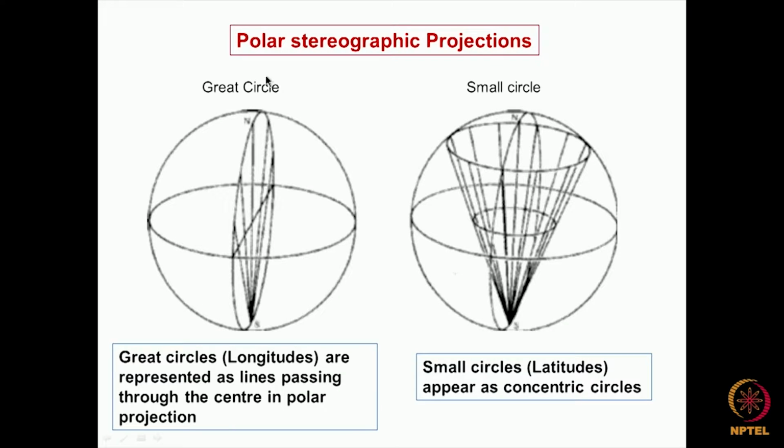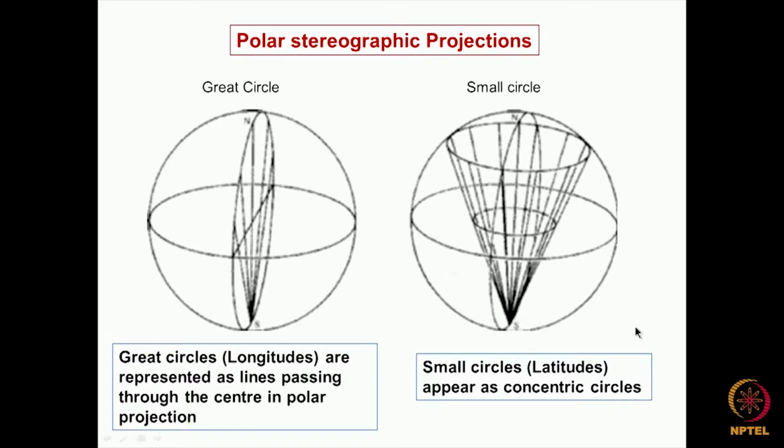Here, these are called the great circles, which in geography we call the longitudes. You can see that all these projections pass through the center, as a line which is nothing but a diameter. And these circles, which are the latitudes, project as concentric circles.